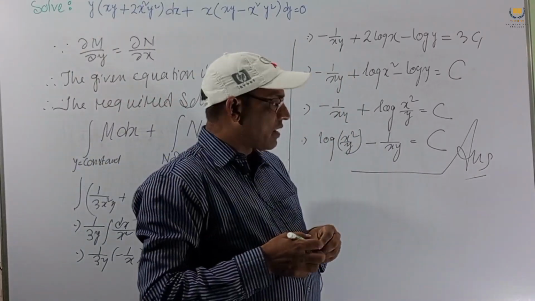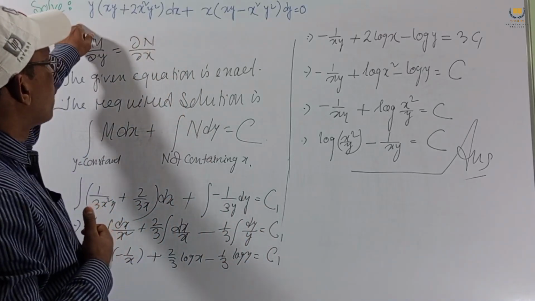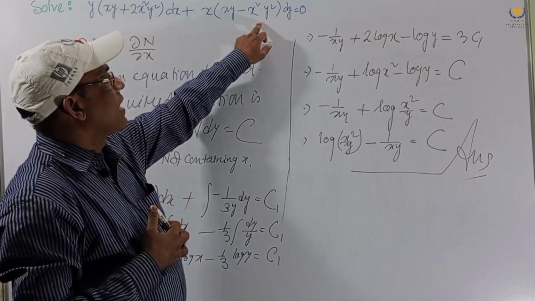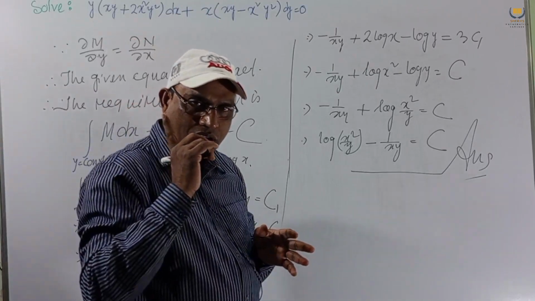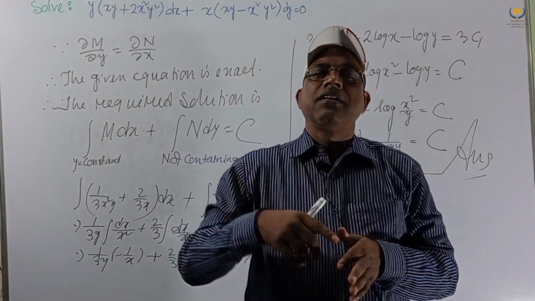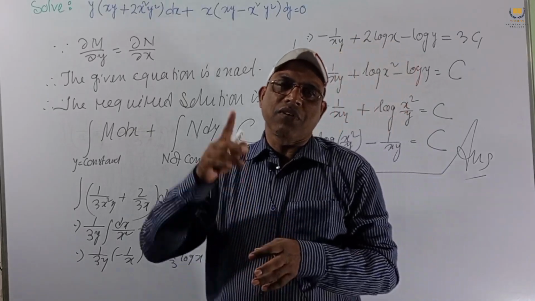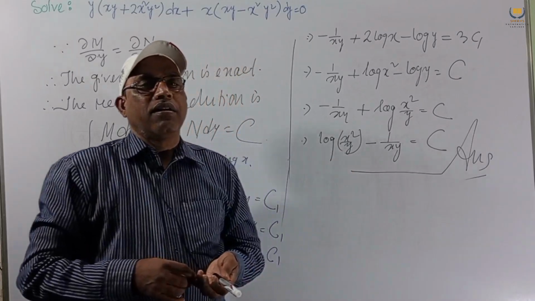Just remember, if the equation is in the form f1(xy) y dx + f2(xy) x dy, then obviously this will not be exact. To convert this to exact, we multiply by an integrating factor. The integrating factor is 1/(Mx − Ny). Ultimately, we get the result will be exact.